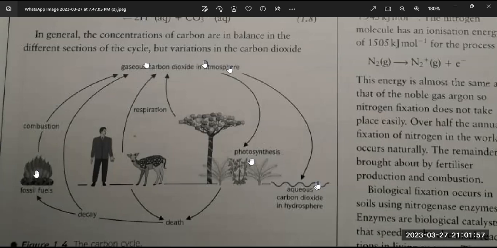So they can ask you, by drawing the carbon cycle, explain the carbon cycle, include a diagram. So you have to go draw a diagram like this, and explain what is really happening at each stage. All right. So it is really interesting.